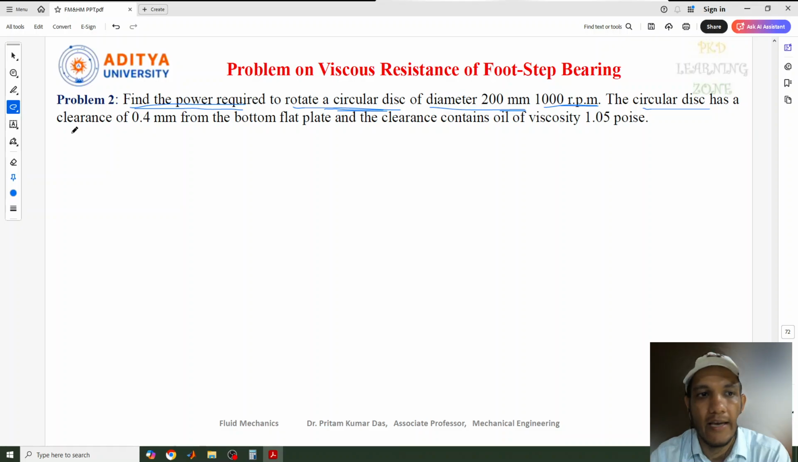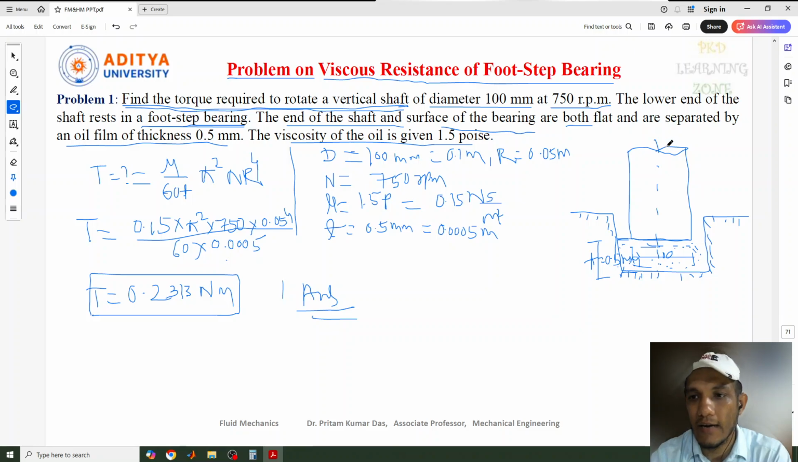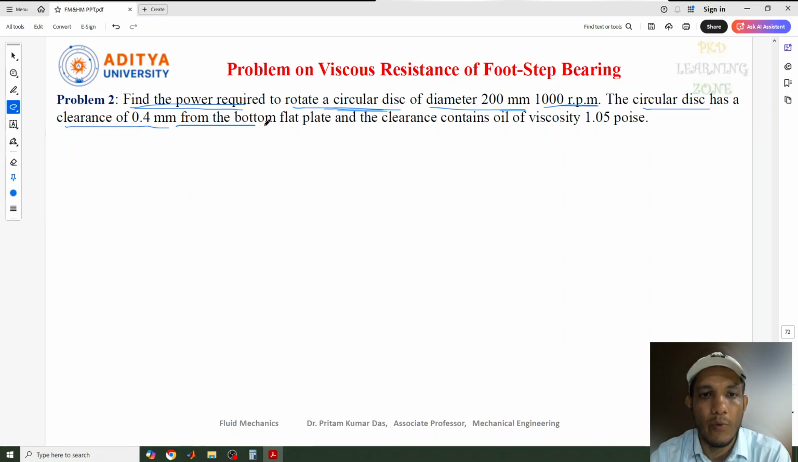The circular disc has a clearance of 0. See, the circular disc or this vertical shaft we can consider in a similar way. So from the bottom flat plate and the clearance contents of the viscosity is 1.05 poise. So a similar type of question is there.